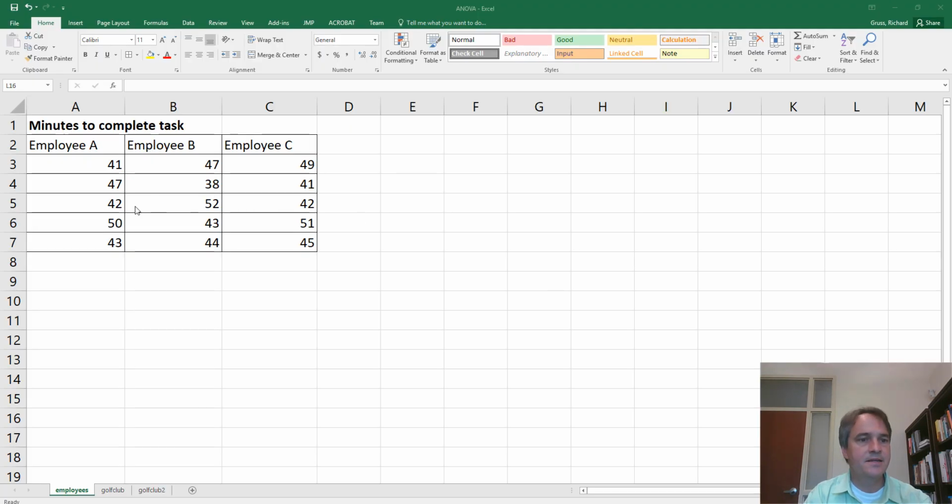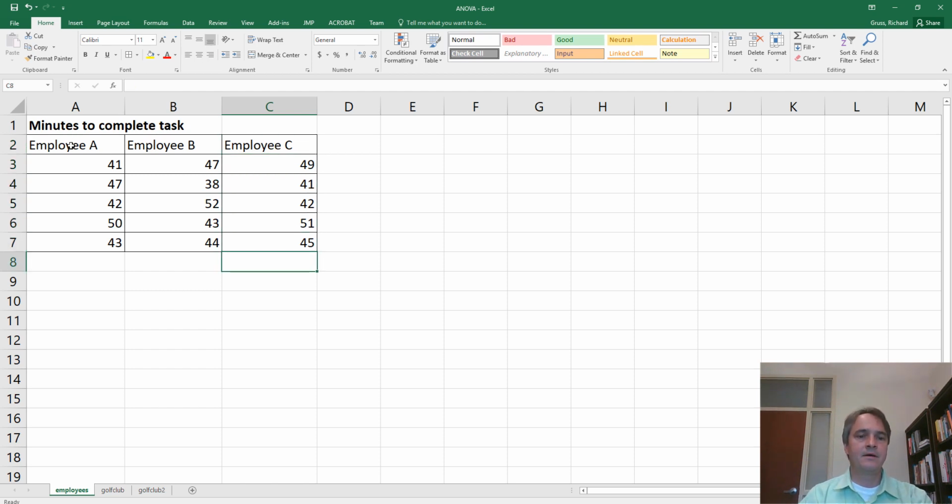Okay, so let's say it is the end of the fiscal year and it's time to provide the employees some feedback. What we would like to do is to provide some kind of ranking for employee A and employee B and employee C for the purpose of allocating raises. So we want to have a number one, a number two, and a number three.